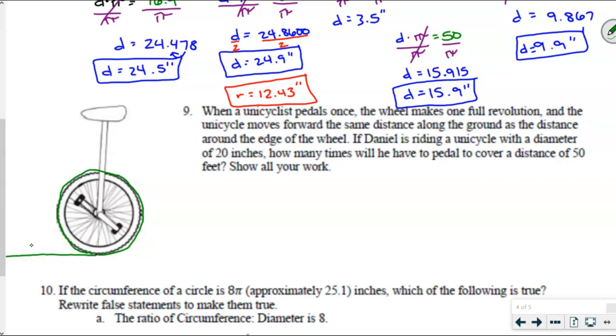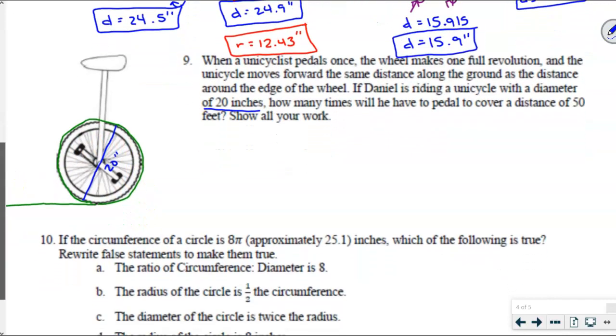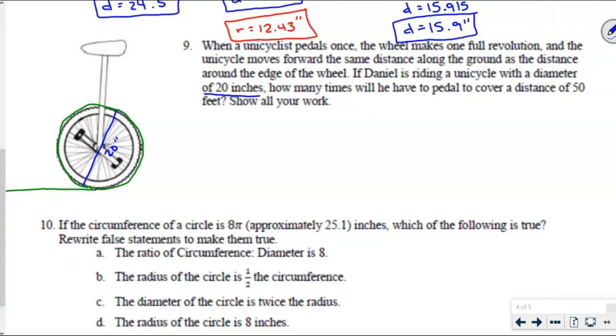If Daniel is riding a unicycle with a diameter of 20 inches, how many times will he have to pedal to cover a distance of 50 feet? Now we're really getting into that problem solving. Here, the diameter is 20 inches. The circumference, that's going to be important. How many times is he going to have to pedal? How many times is that wheel going to have to go around to get to a distance of 50 feet?